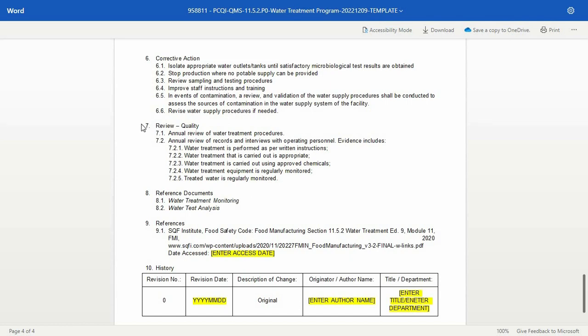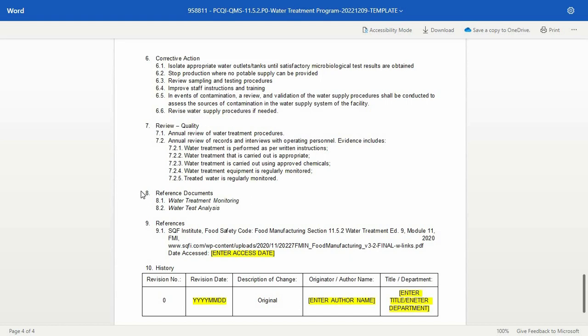Seventh is review quality. The review section serves as guidelines for conducting the annual or periodic review, annual review of water treatment procedures, and annual review of records and interviews with operating personnel. The evidence includes: water treatment is performed as per written instructions. Water treatment that is carried out is appropriate. Water treatment is carried out using approved chemicals. Water treatment equipment is regularly monitored. And treated water is regularly monitored.